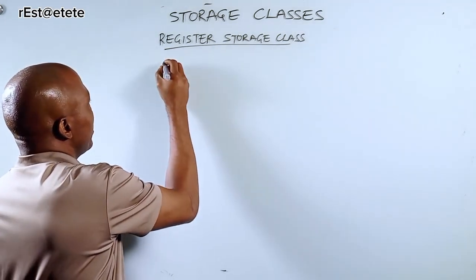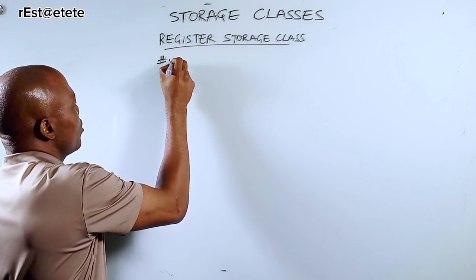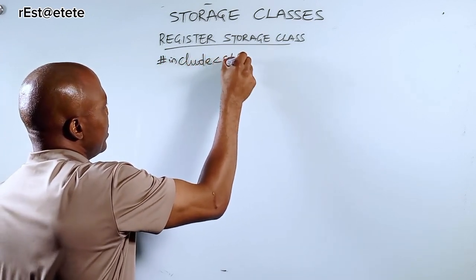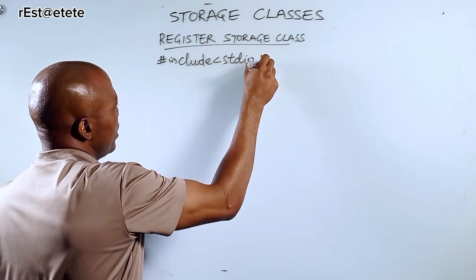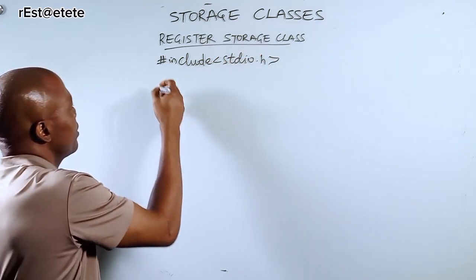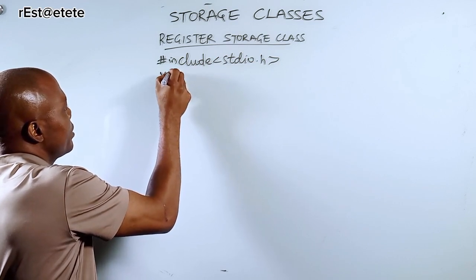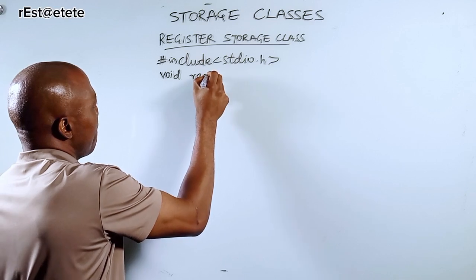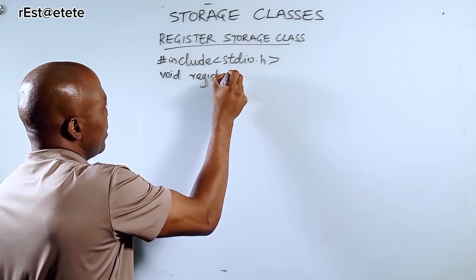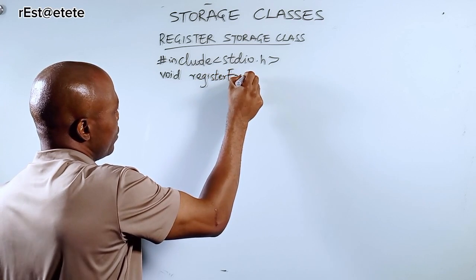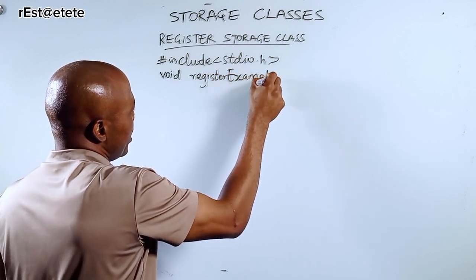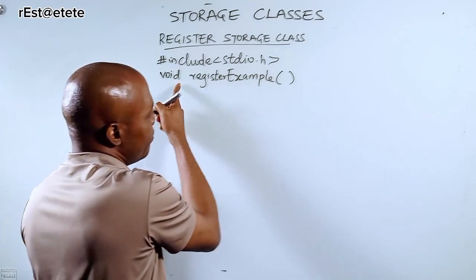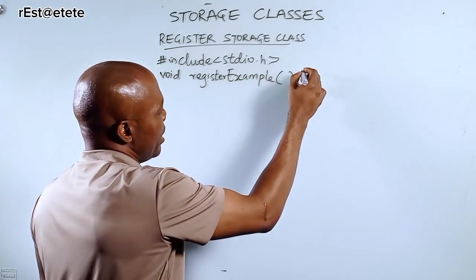So following the same pattern, I'll say include stdio.h, my preprocessor directive. Then I'll say void register example. So I'm creating a function, register example. The function is not going to return anything, that's why I say void. And then it's not accepting any parameter.